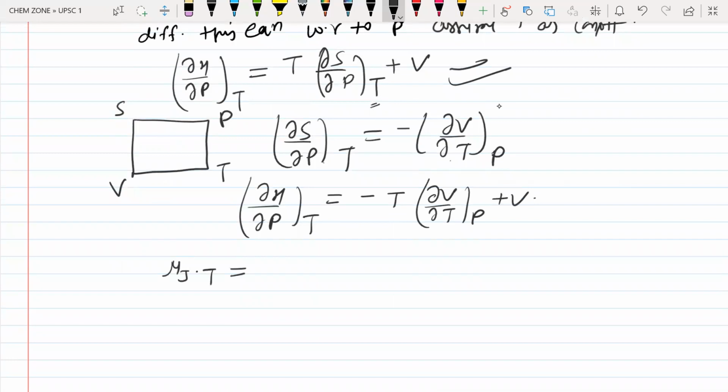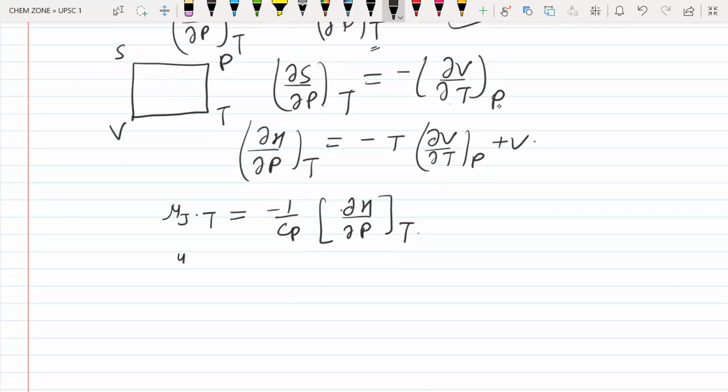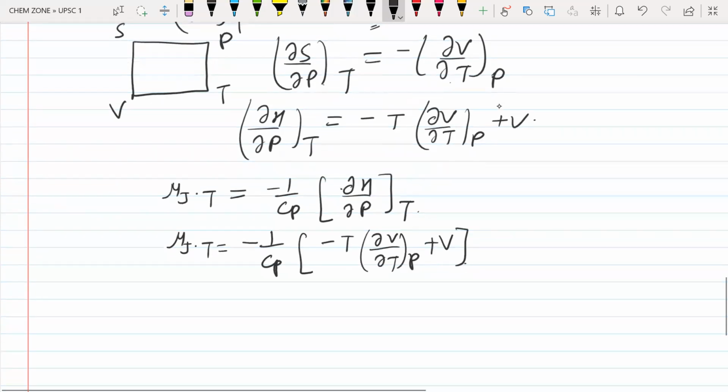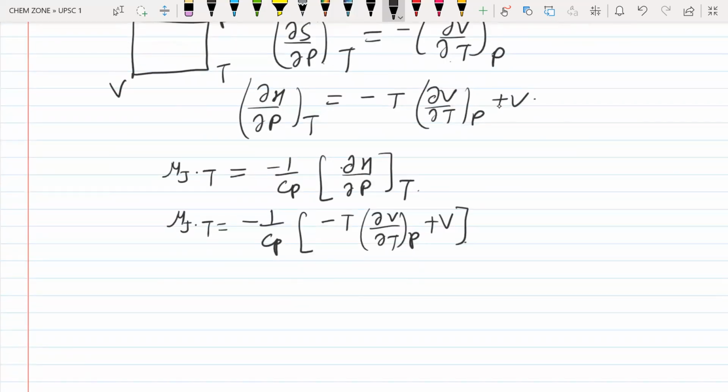Now we get the mu JT in a different term. This is the value of mu JT, which is commonly asked. But this expression can be asked too, this is another form of mu JT.